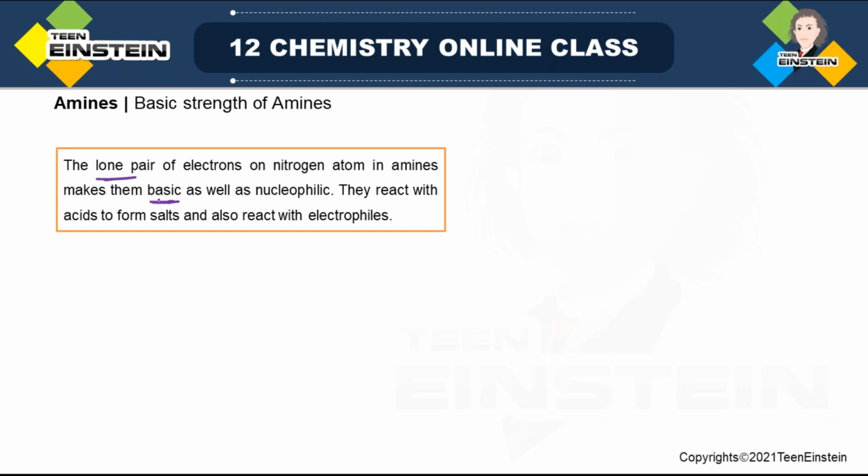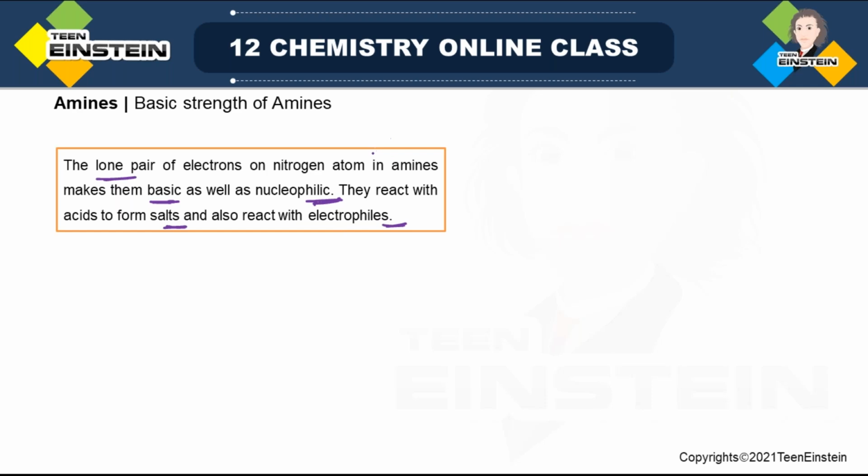Nucleophilic means the lone pair will be donated to some electron deficient atom which is not hydrogen, and mostly in organic chemistry it is carbon. So that is the difference between basicity and nucleophilicity. But in both cases there must be some negative charge present. So in this case there is a lone pair present. They will react with acid, there will be some salt formation, and when they are acting as nucleophile they can also react with electrophile.